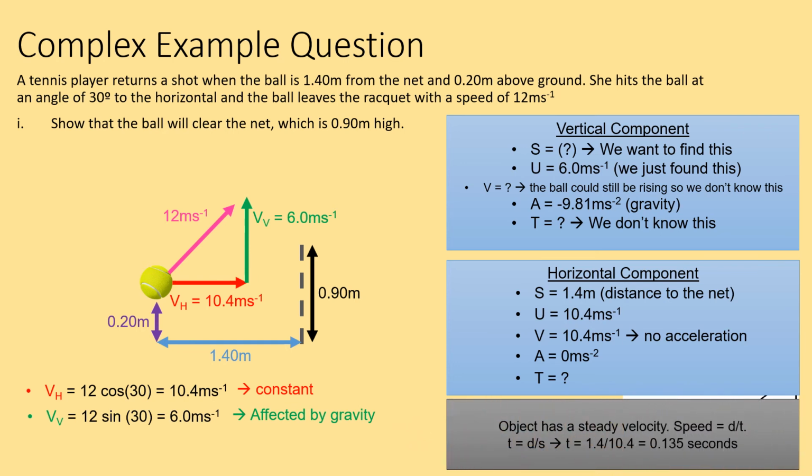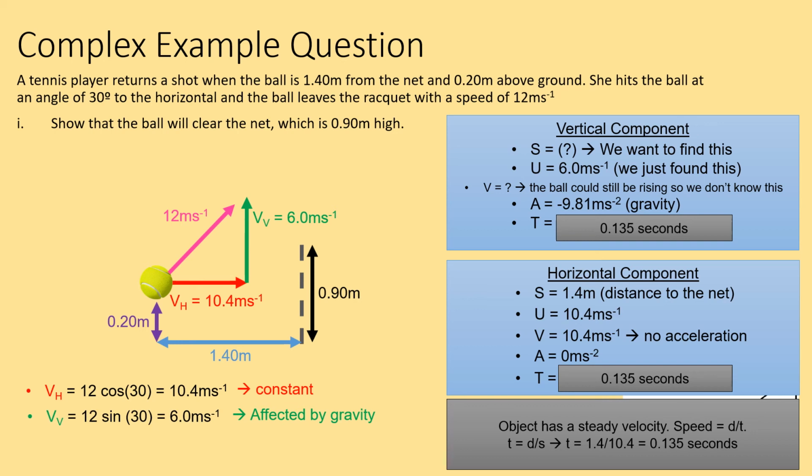So we've got a steady velocity. The velocity is simply displacement divided by time, and so the time is simply the displacement, 1.4 meters, divided by the speed. That gives you 1.4 divided by 10.4, which gives you 0.135 seconds. And now you know all of these components. Because these two are linked, the horizontal and vertical, we now know time there is 0.135 seconds.